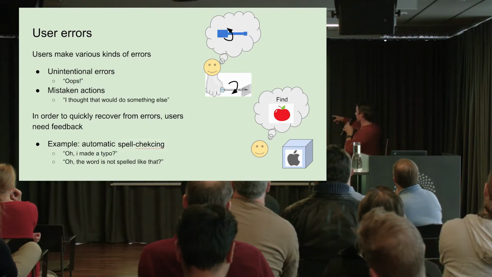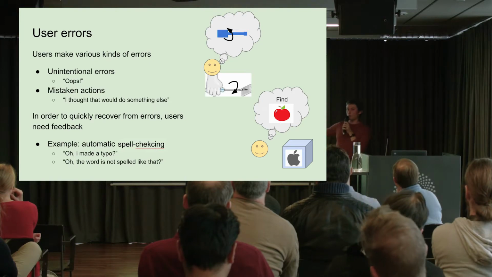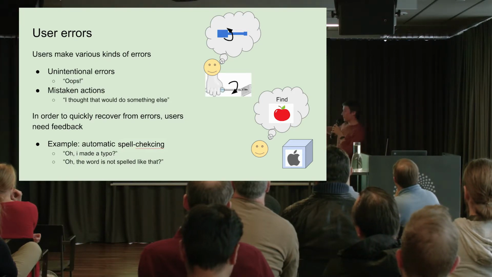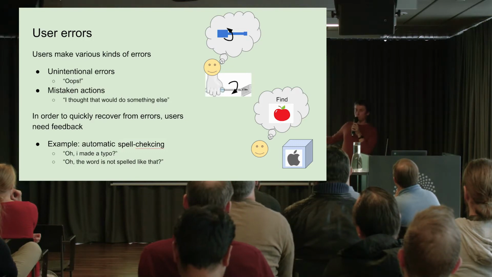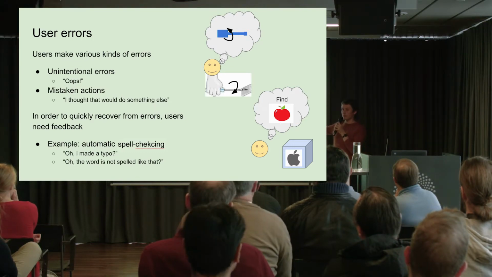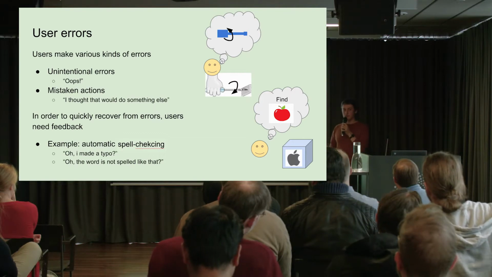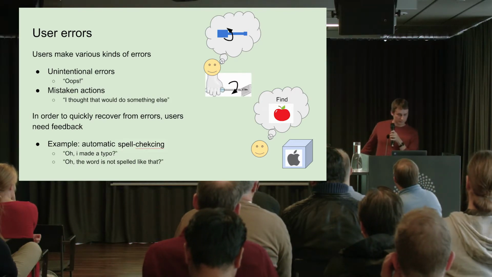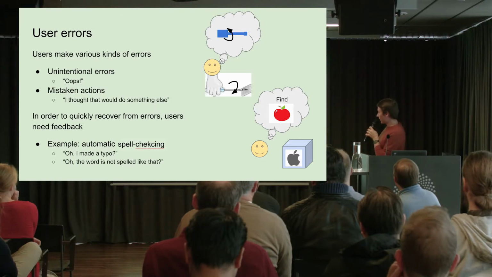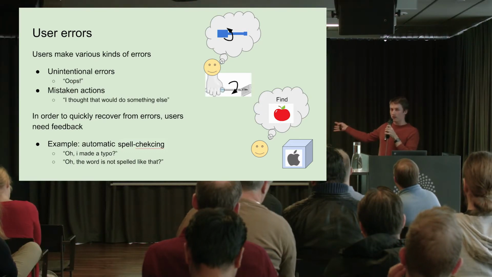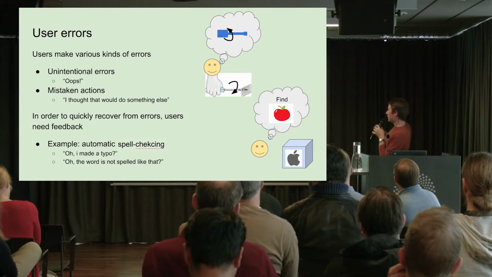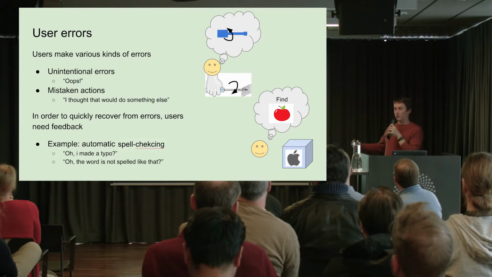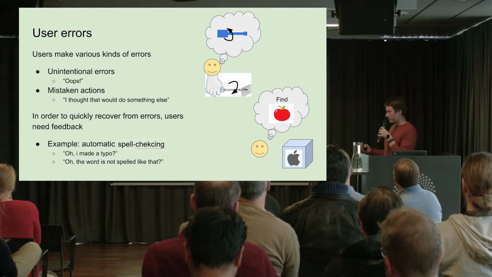So for example, if you accidentally turn the screwdriver the wrong way, that's an unintentional error. If you search for an apple in Google and you want to find things to eat, but you find things to compute, then that's a mistaken action. And what we have to help the users recover from this is feedback. There are different ways of giving feedback to the user for different kinds of errors.